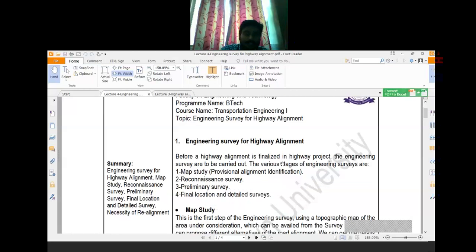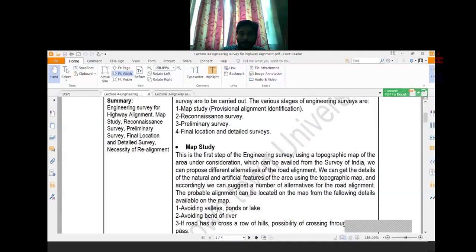For the engineering survey of the highway alignment, it is basically divided into four parts. The first one is map study, then reconnaissance survey, then preliminary survey, and after that final location and detailed survey. Let us first discuss the map study. As the name suggests, this is the study of the entire area by a topographical map.